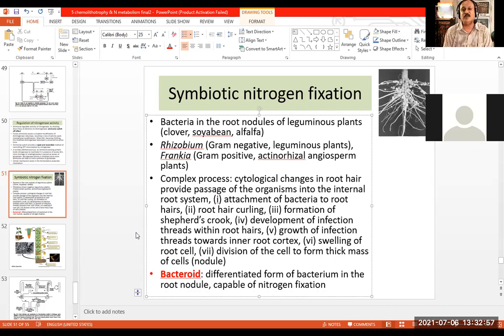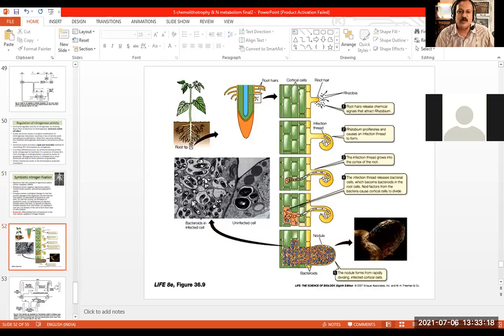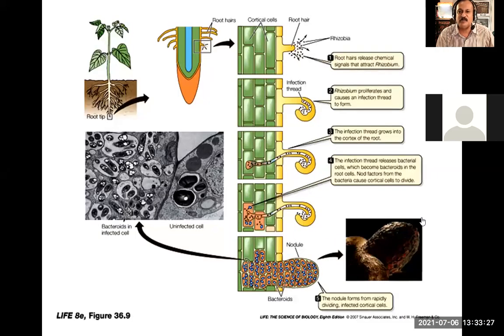They are taking the nutrients from the plant, surviving inside the plant cells, and in return they convert nitrogen into nitrates, and these nitrates are made available both for the bacteria themselves and for the plant body as such. So whatever I told you, this is a schematic representation of all that description. Let me make that slide larger for you to observe.